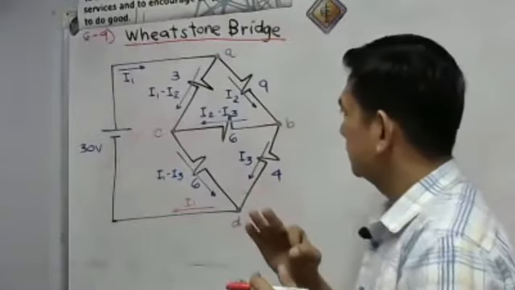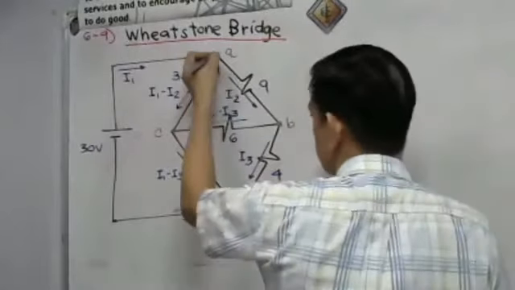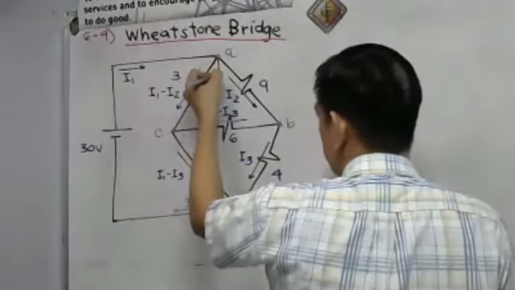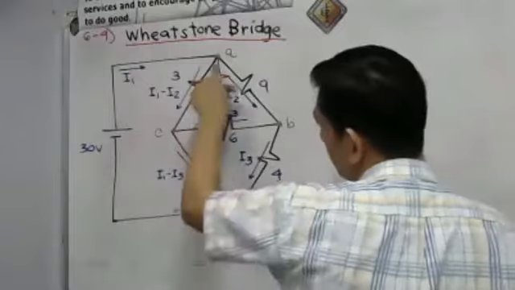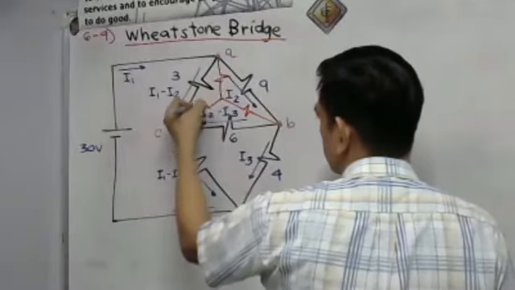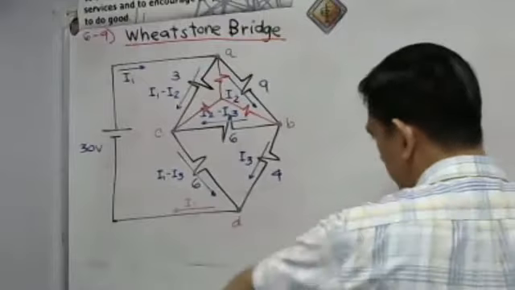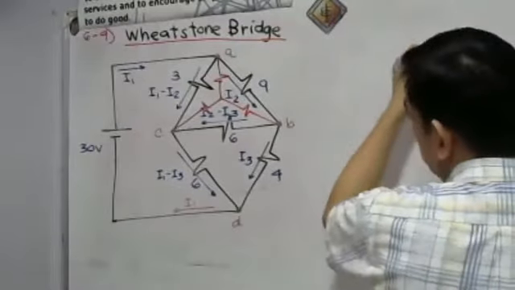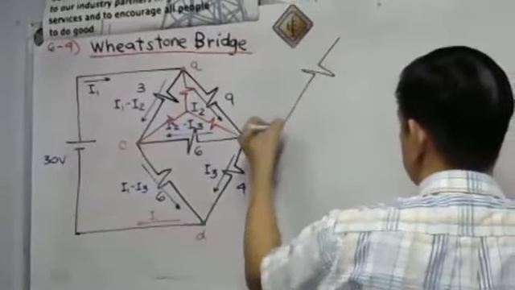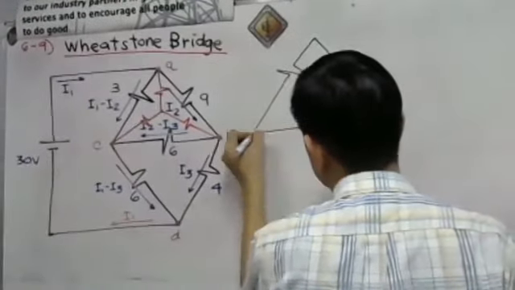Let us convert the delta connected on the upstream here. We are on the upstream. So this is the upstream. We're going to convert this delta into Y here. So I will redraw this circuit. We have here a delta circuit. I will magnify this delta connected resistors.